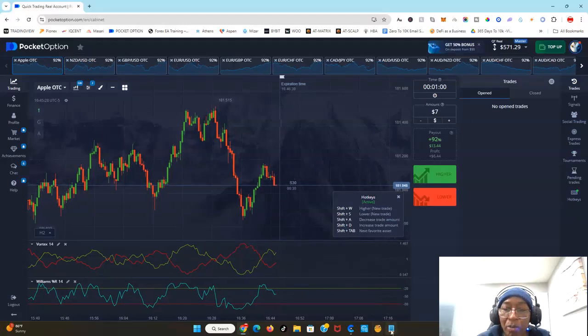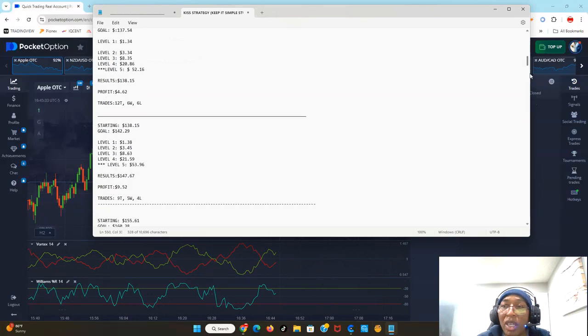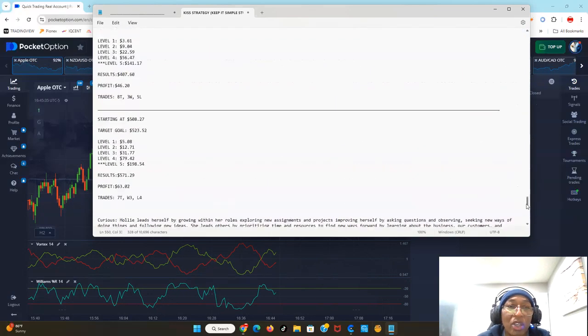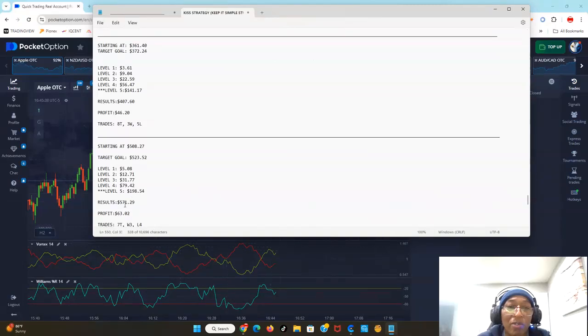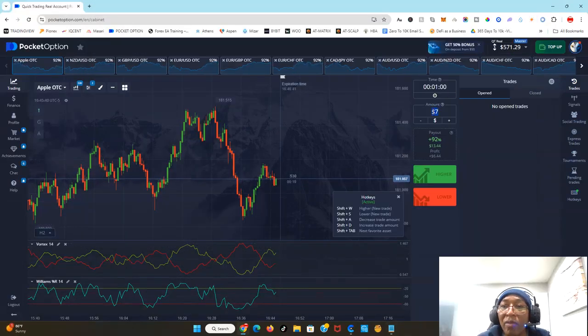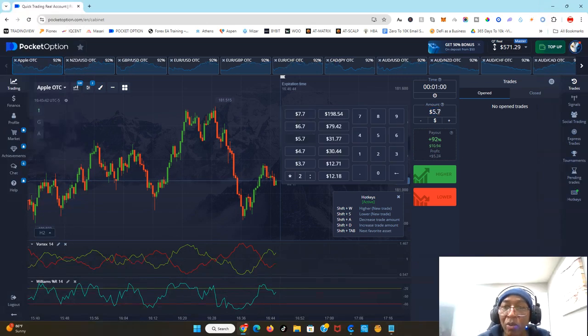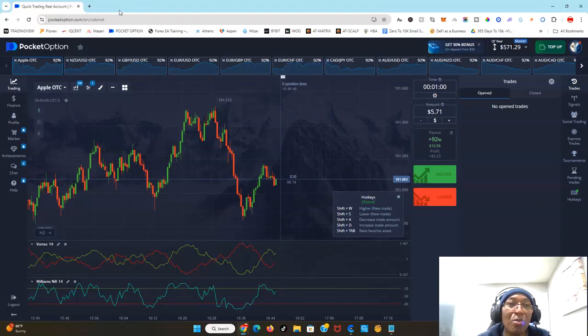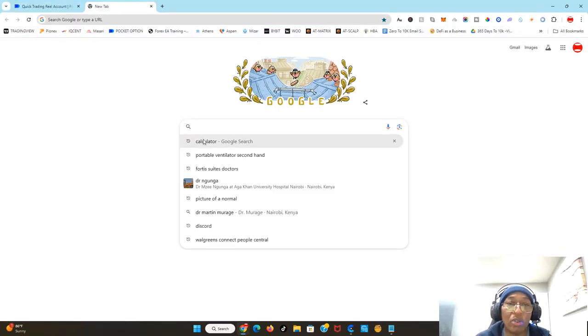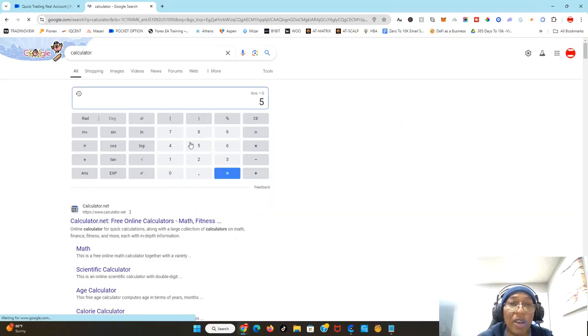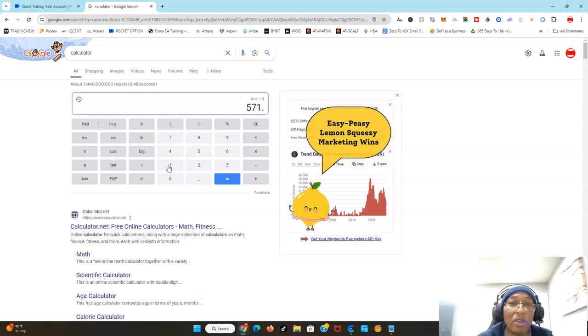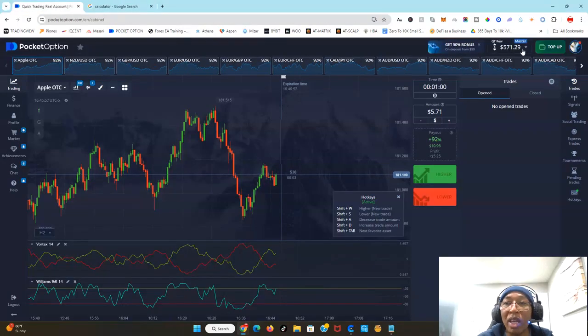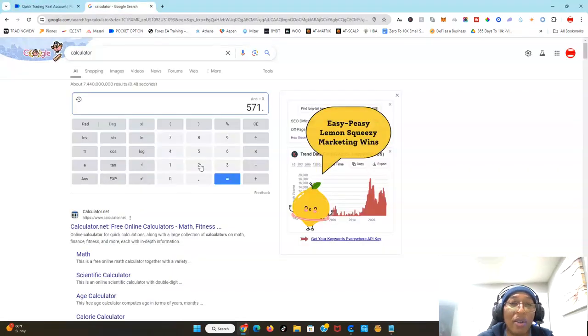Now, if we're using the 1% rule, we're going to be starting with the 1%, which is right here. The 1% of 571 is 5.71. If you guys don't know how to do that, just pull a calculator. I'll show you how to calculate that. The amount we have on this account is 571.29. We reached that in our previous trading. If you missed the previous video, go and see how we got to 571. It's the one just before this.